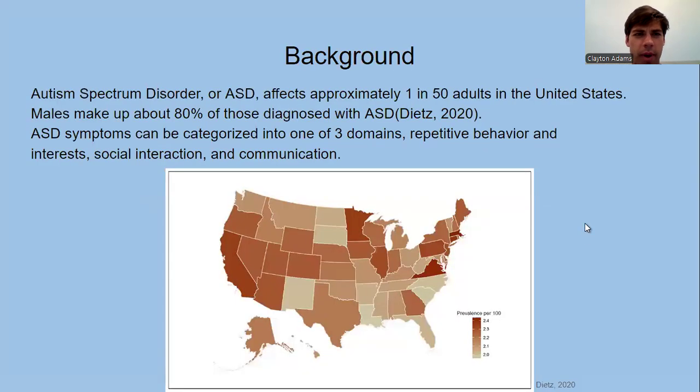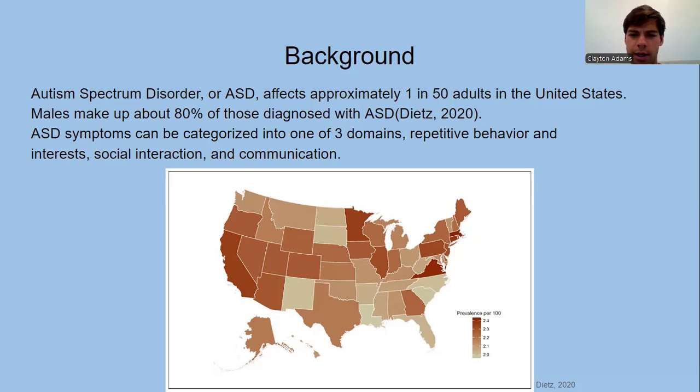To give you a little bit of background, autism spectrum disorder affects approximately 1 in 50 adults in the United States. Males make up about 80% of those diagnosed with autism spectrum disorder. And the symptoms of autism spectrum disorder can be categorized into one of three domains: repetitive behavior and interests, social interaction, and communication. And we'll talk more about each of those following up.